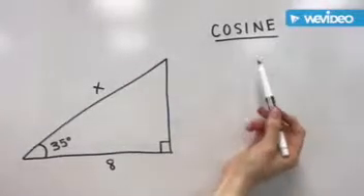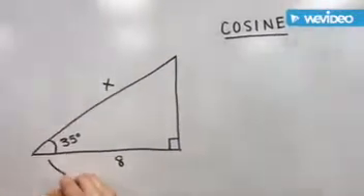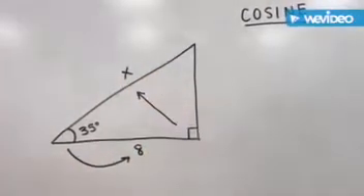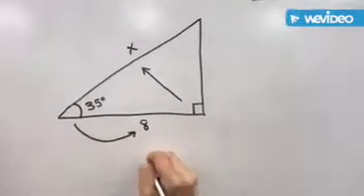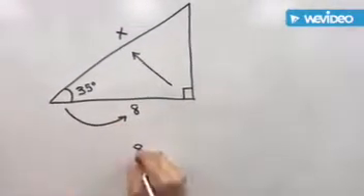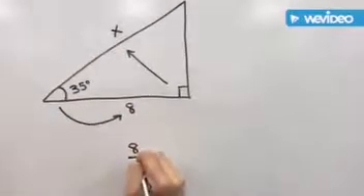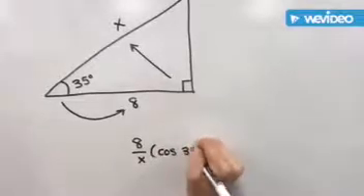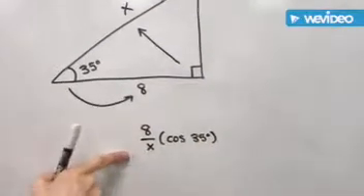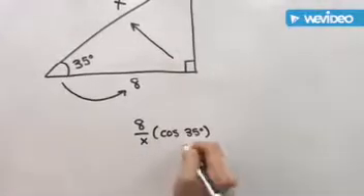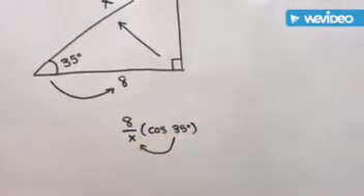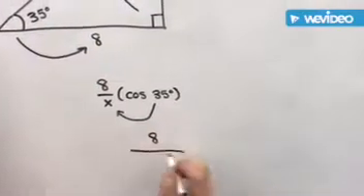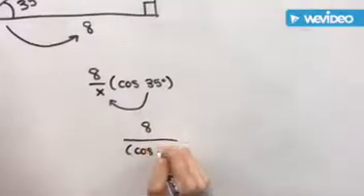Now that we are using cosine, we're going to do the adjacent side to the known angle over the hypotenuse. To set this up in an equation, you would do 8, the adjacent side, over x, the hypotenuse. You would multiply this all by the cosine of 35. Notice how x is in the denominator spot. This would mean that you would have to move the cosine of 35 into the denominator spot. Now you would set up your equation as 8 over the cosine of 35.